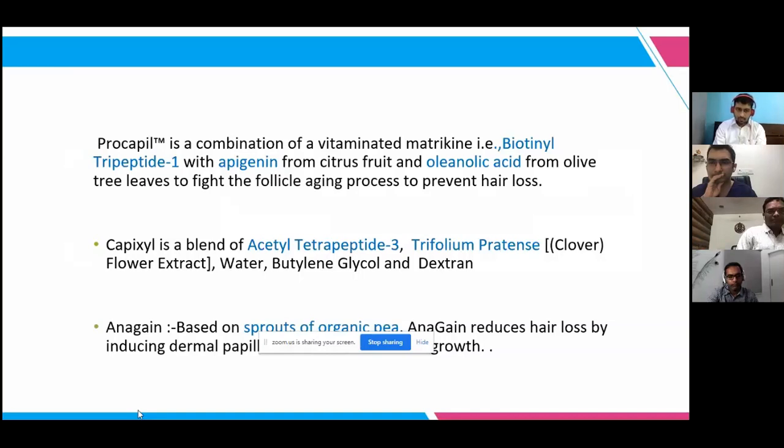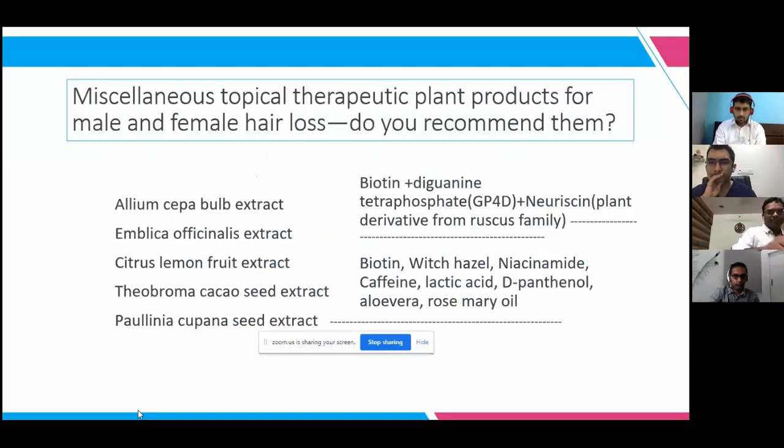Capixyl is a blend of, once again, the acetyl tetrapeptide with some clover flower extracts, water, butylene glycol, and dextran. And Anagain is based on the sprouts of organic green peas, so that is where it is derived from. So this combination of Procapil, Capixyl, and Anagain is working well.